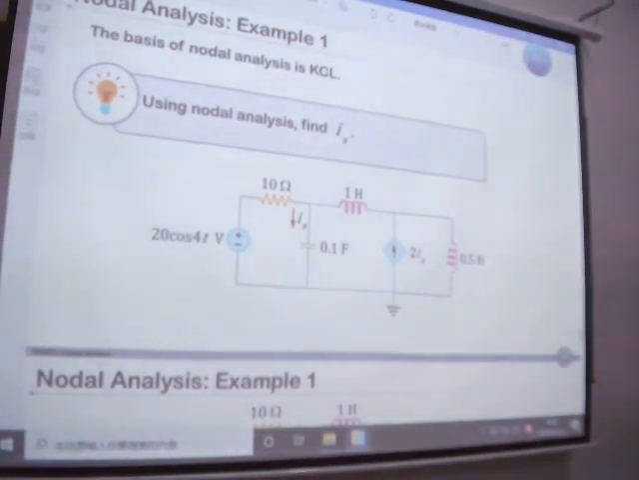Are you sure? j omega L, okay, use this one. 0.1 is C, j omega C. C is 0.1. So you cannot use equal here. It's all like that.